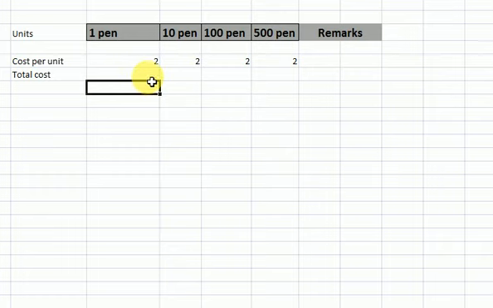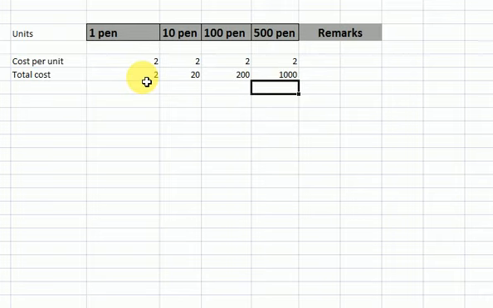Now total cost is 1 multiplied by 2 is equal to 2. Here the 10 pen cost is 10 multiplied by 2 is equal to 20. The 100 pen, so 1 pen is on $2 cost. So the 100 pen cost is 2 multiplied by 100 is equal to 200. 500 pen, that will be 500 multiplied by 2 is equal to 1000.